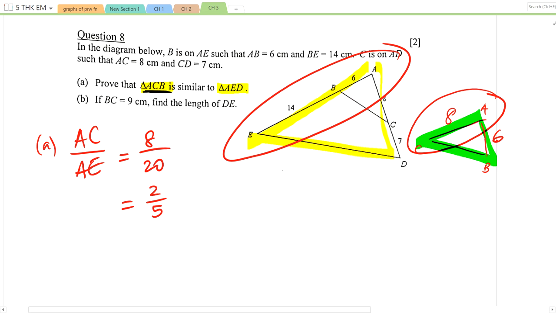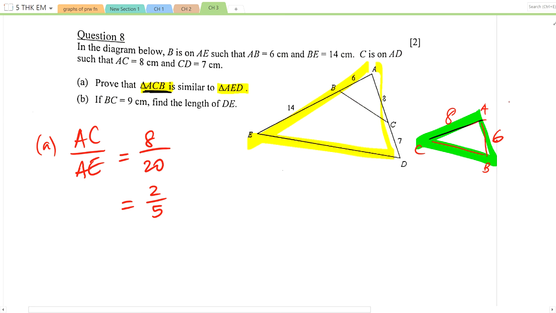Then, AB over AD. What is that now? 6 over 15, which is 2 over 5 again. Now I have two sides, and the ratio is the same.